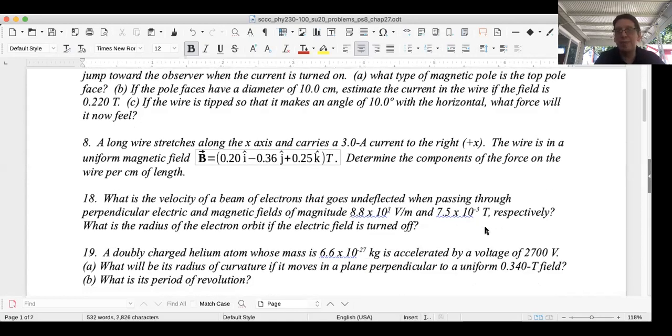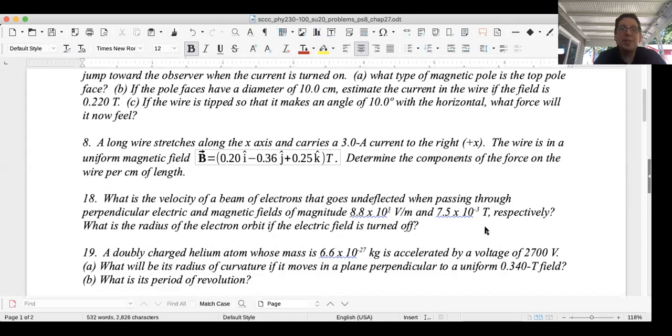So that brings us to the next problem, which is problem 8. A long wire stretches along the x-axis and carries a 3.0 amp current to the right. So you have your L as a vector, or you have I and you have the direction of L. The wire is in a uniform magnetic field. You're given i, j, and k components. Determine the components of the force on the wire per centimeter of length. So you can treat the length of the wire as being 1 centimeter i hat, because it's in the positive x direction. And that gives you enough information to figure out the force from this.